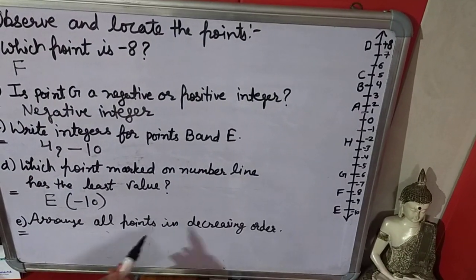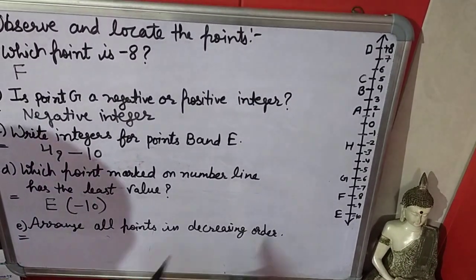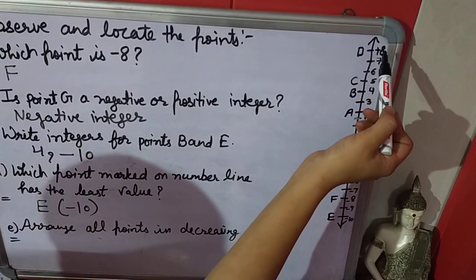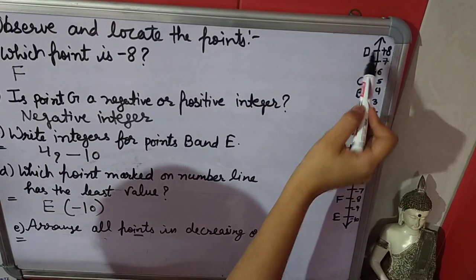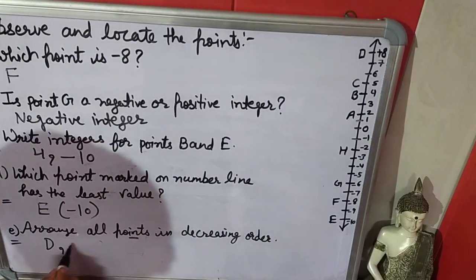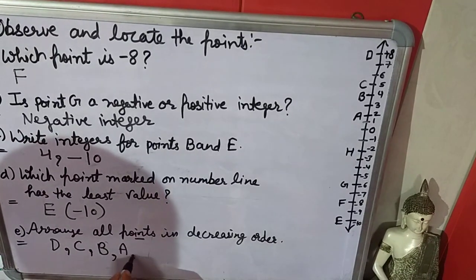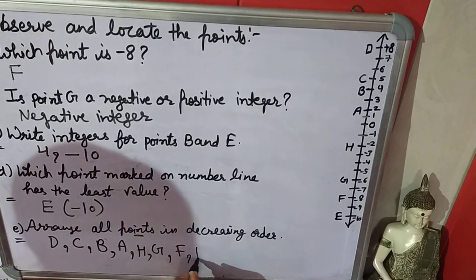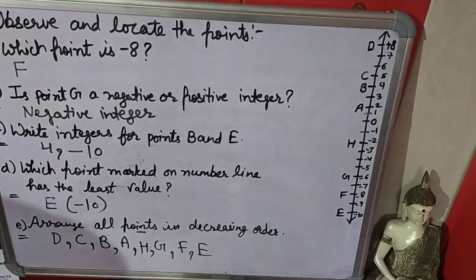Arrange all points in decreasing order. Decreasing matlab big to small. So big is here and small is here. Like you have to write all points like this. But he is saying write points only. So we will write D, then C, then B, then A, then H, then G, F and E. These all points are in decreasing order.